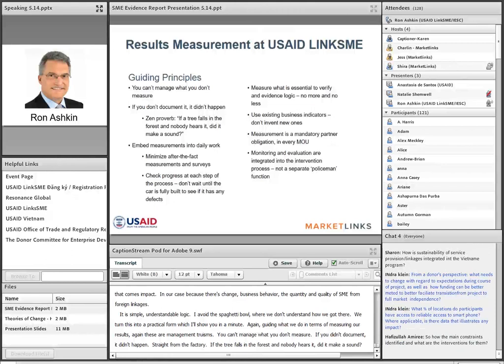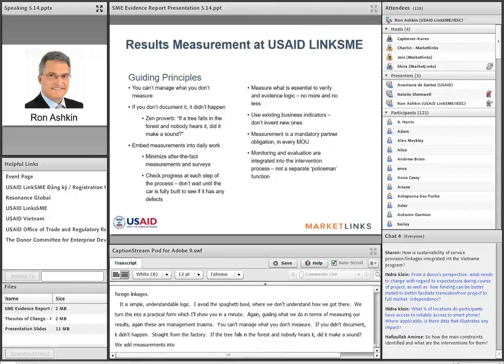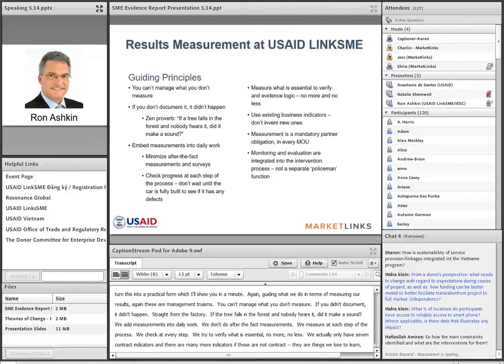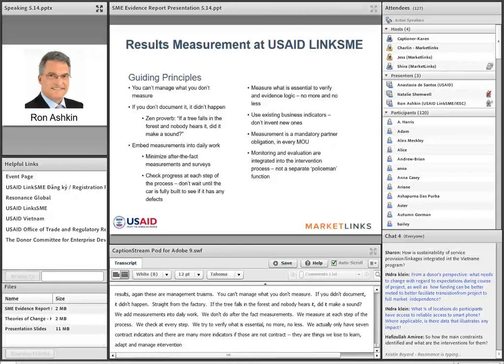We embed our measurements into our daily work. We don't like to do lots and lots of after-the-fact surveys and measurements. We actually check progress at each step of the process. We don't build the car and inspect it after it's built. We check at every step. We try to verify what's essential, no more, no less. We actually only have 7 contract indicators in LinkSME. Obviously, there are many more indicators, but those are not our contract deliverables. They're things we use to learn, adapt, and manage interventions.